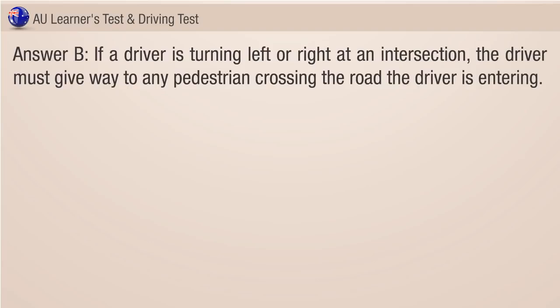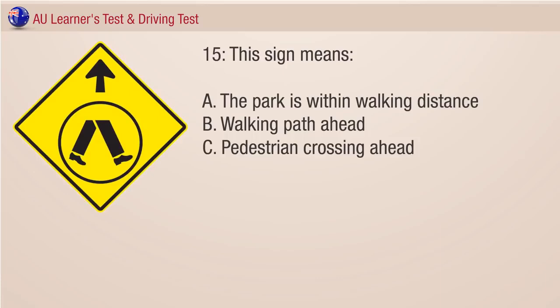Answer B. If a driver is turning left or right at an intersection, the driver must give way to any pedestrian crossing the road the driver is entering. Question 15. This sign means A. The park is within walking distance. B. Walking path ahead. C. Pedestrian crossing ahead.